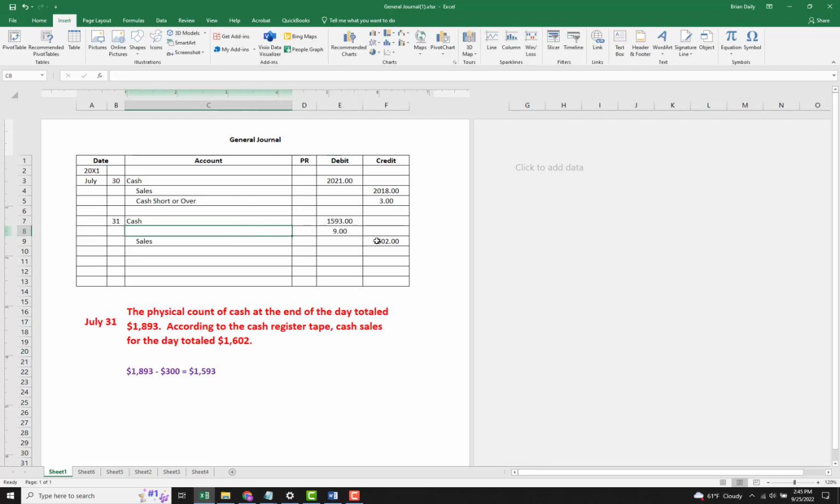And if we think about what's going on here with that $9 difference, well, according to the cash register tape, we should have gained $1,602 of cash, but when we counted up the cash in the drawer, we only gained $1,593. There is less cash in the drawer than there should be. When that happens, we would say that we are short on our cash. So that is the name of the account we're going to use again, cash short or over, and in this case we're short. That's why it was debited. That account would be classified as an expense account because we're short.